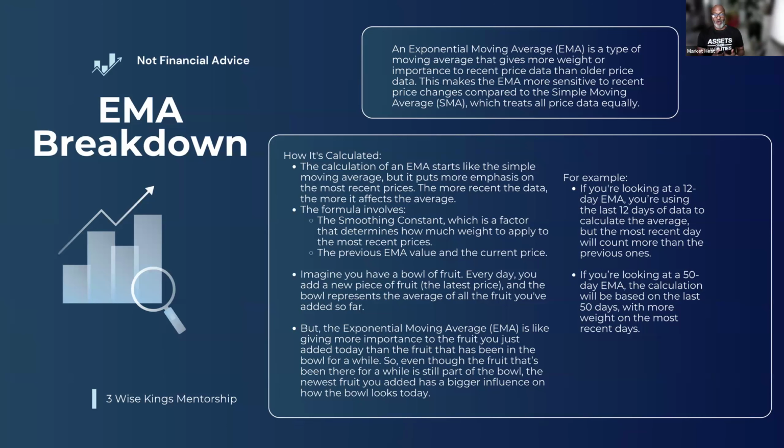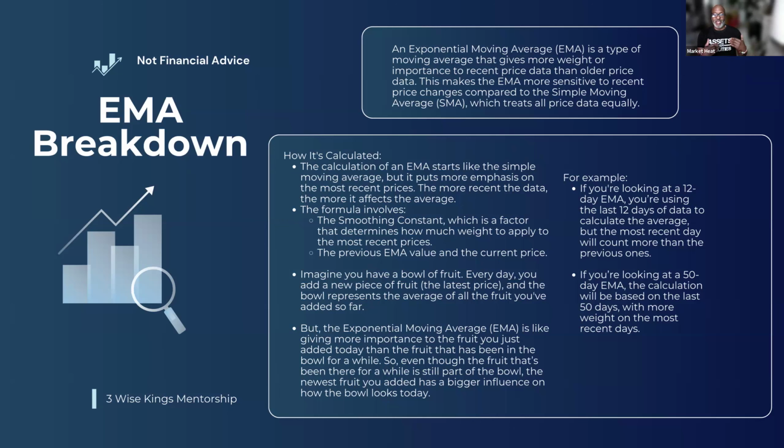So the formula involves a smoothing constant, which is a factor that determines how much weight to apply to the most recent prices, the previous EMA value, and the current price. Now imagine you have a bowl of fruit. Every day you add a new piece of fruit, which equates to the latest price. And that bowl represents the average of all the fruit you've added so far.